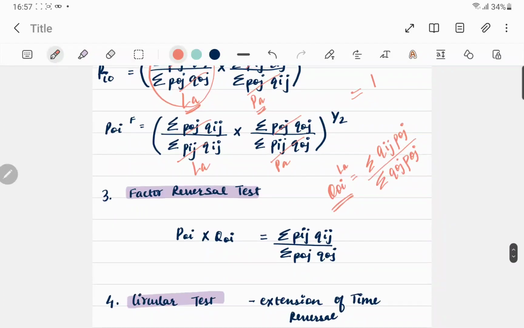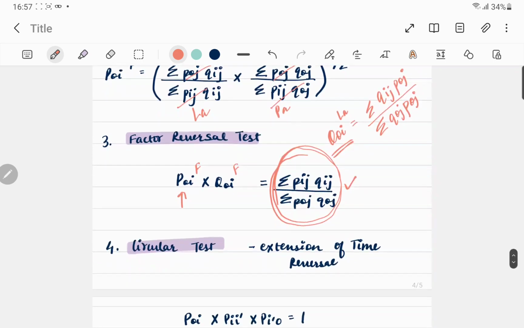For the factor reversal test, take the example of Fisher's only, because Fisher's is the only one which satisfies the factor reversal test as well. You can solve it for yourself. You take Fisher's P01 and Q01, and if you multiply them, you will get this value. And this validates that it follows the factor reversal test.